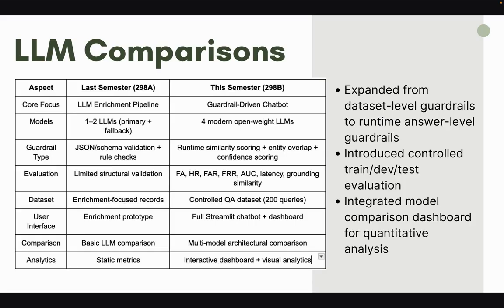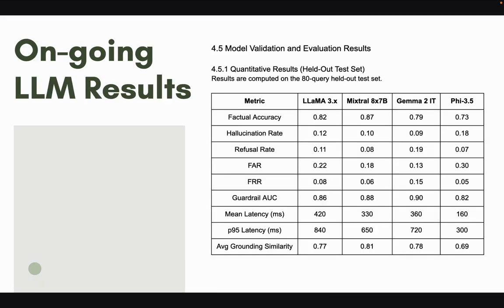Now, talking about what we did last semester and what we did this semester, we can say that last semester was our baseline, but this semester we actually implemented a lot of things on our baseline. We have implemented a working Streamlit dashboard where users can select different models, view guardrail decisions, inspect evidence and confidence score, and compare quantitative metrics. We'll now demonstrate the system.